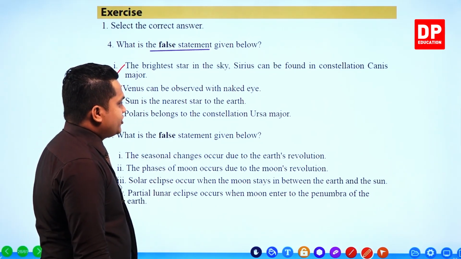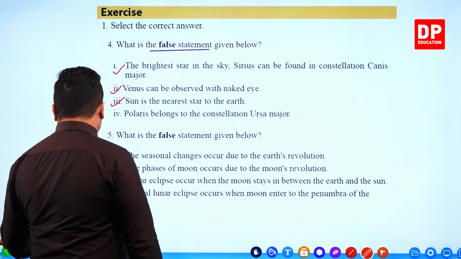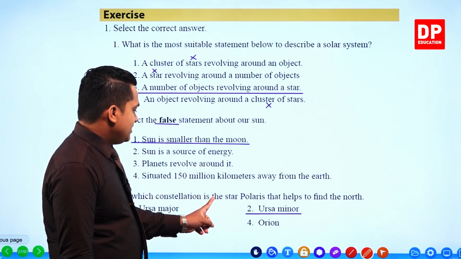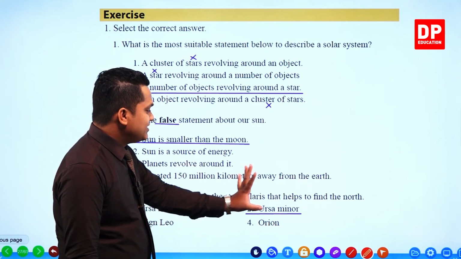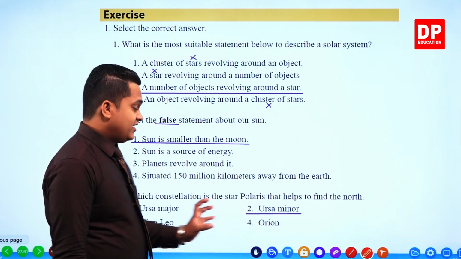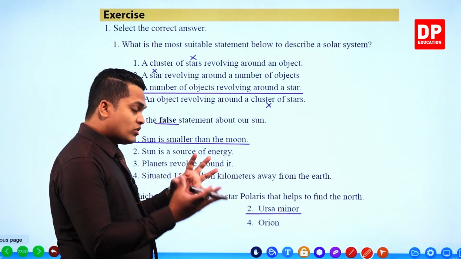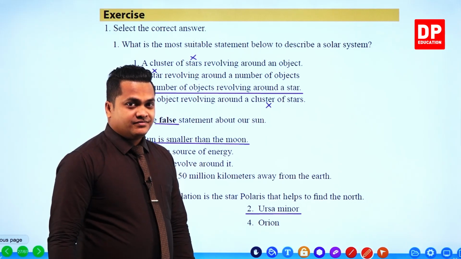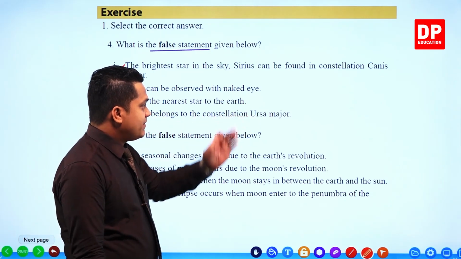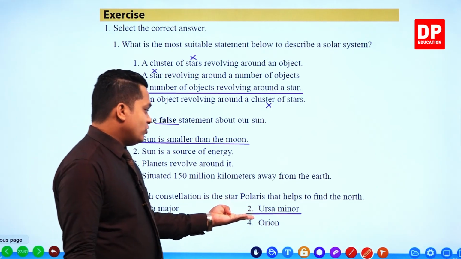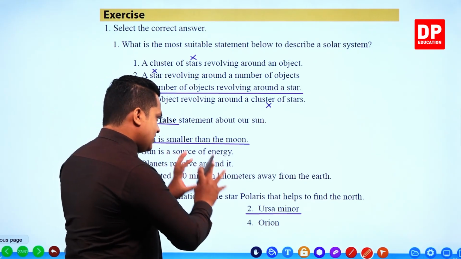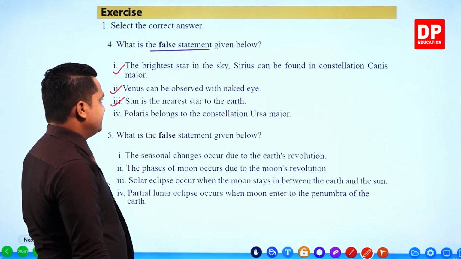Polaris belongs to the constellation Ursa Major. Now if you check the previous question, the constellation in which Polaris is located, that was the question given as the third one. So we took that answer as Ursa Minor. So in the next question itself, my dear children, they mention that Polaris belongs to the constellation Ursa Major. In the earlier case, I told you that it belongs to Ursa Minor, at the tail end of the Ursa Minor. So by just looking at this question, you can select the incorrect answer.